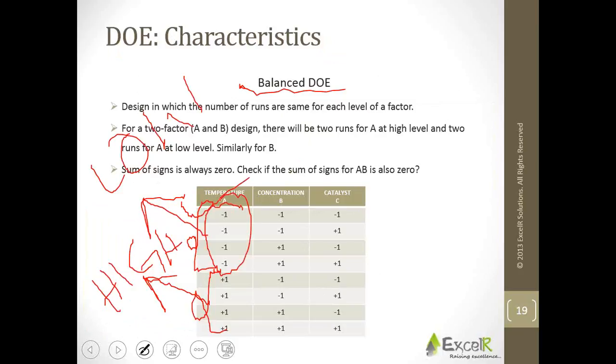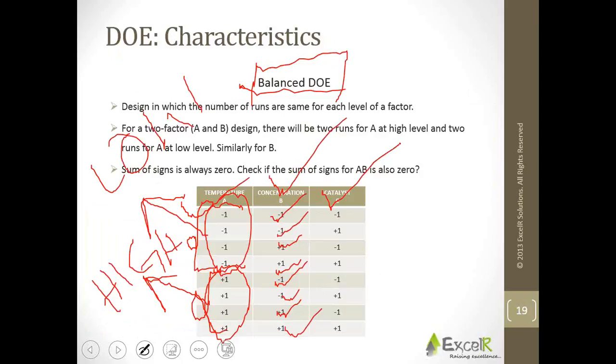With -1 I'm performing 4 and with +1 I'm performing 4. If you look at concentration also, you will see 4 -1s and 4 +1s. This is called a balanced design of experiments. Even if you see catalyst, you will see 4 each. I have 4 -1s and 4 +1s. So once again, there is equal distribution.